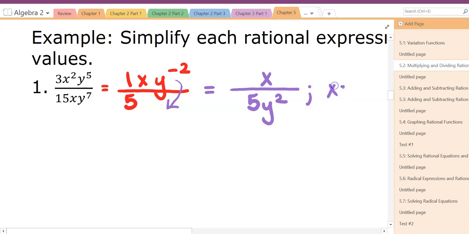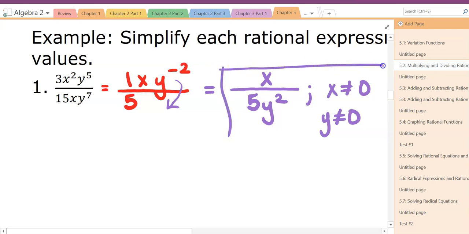So x cannot equal 0, because if I have a 0 on the top, 0 divided by anything is going to be 0. I don't really want that to happen. And for y, I also don't want y to be equal to 0, because if it was, 0 squared is 0 times 5 would still be 0, and then I'm trying to divide by 0, which I said earlier we can't do. So this is what those excluded values would be, and that's what they mean for a problem like that.